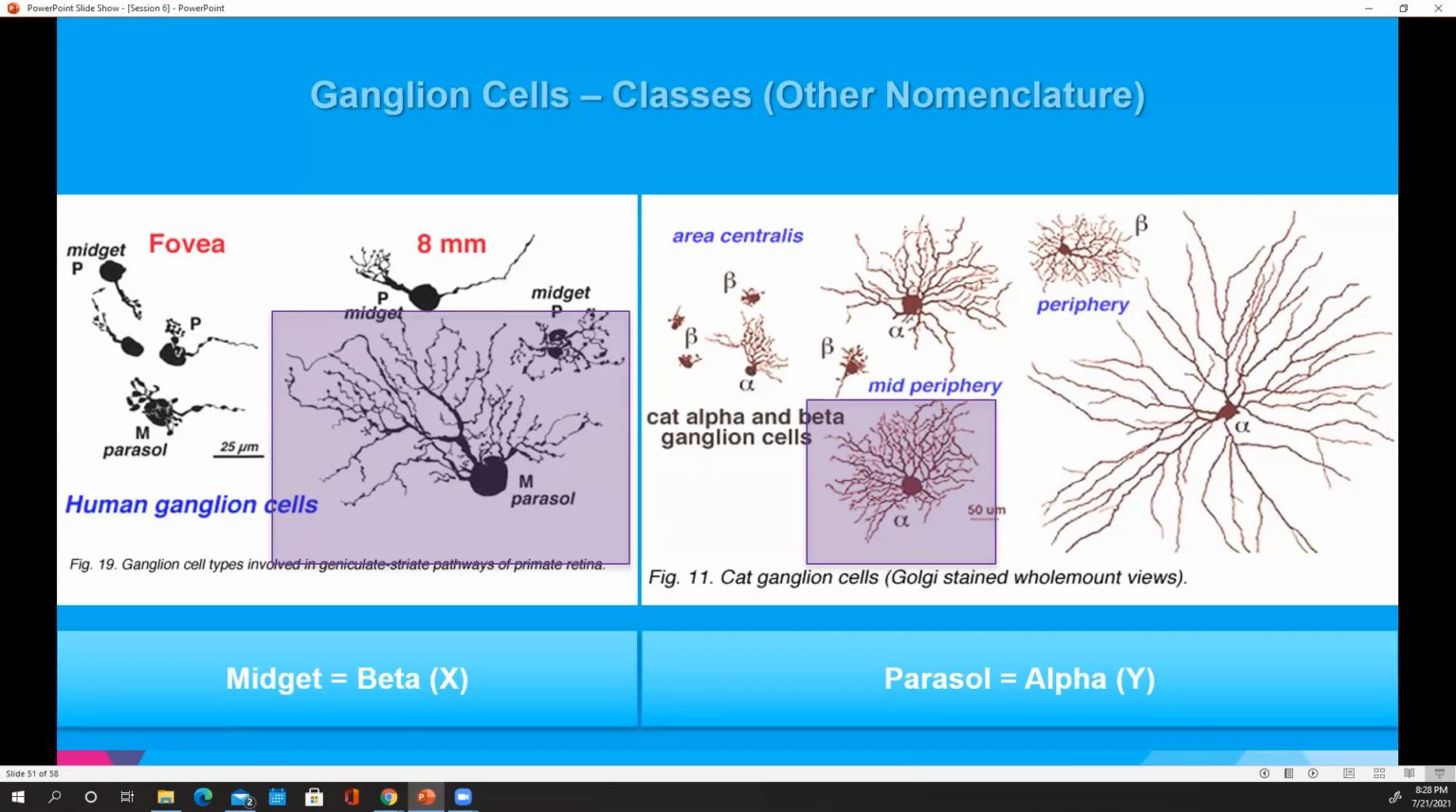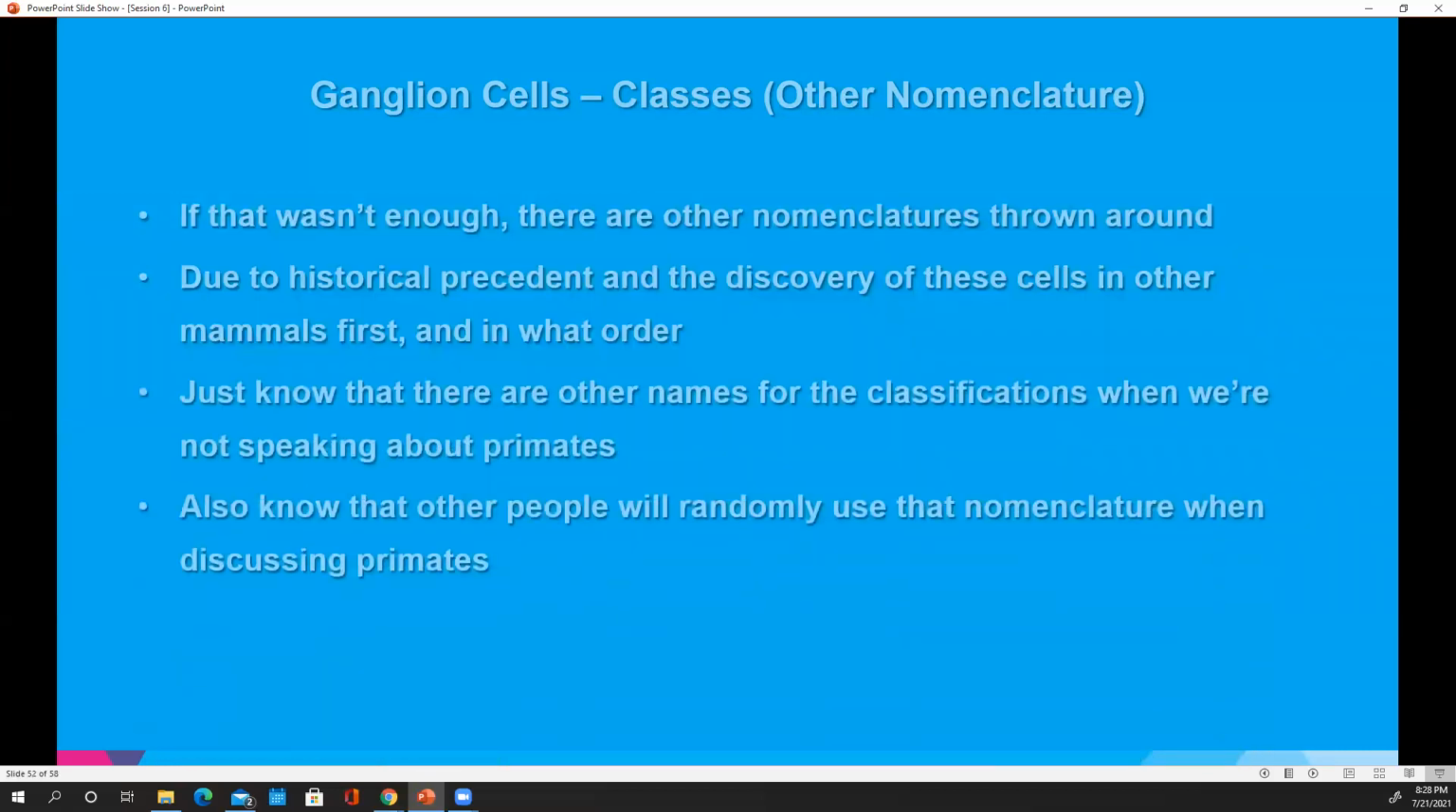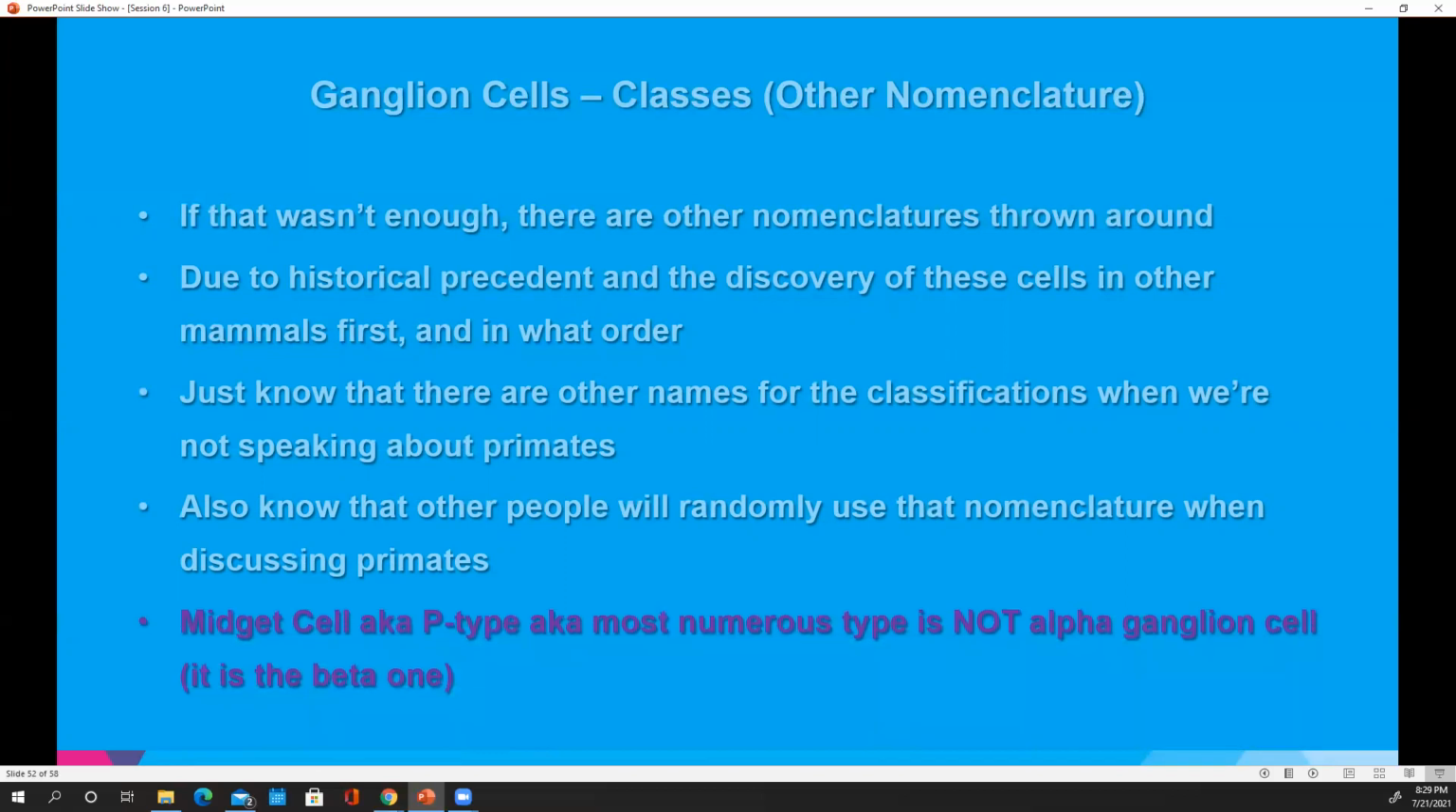So they called that one alpha. It's the parasol. It's the M-type. You can forget the Y, but that exists too. And then, of course, our bistratified guy became gamma because he was the third one. Sure. All right. So just know that, okay? And people will also randomly use that nomenclature occasionally when they're discussing primates, which is actually not right. Okay, so just again, the most numerous one is the P-type, midget, parvocellular pathway, ganglion cell.